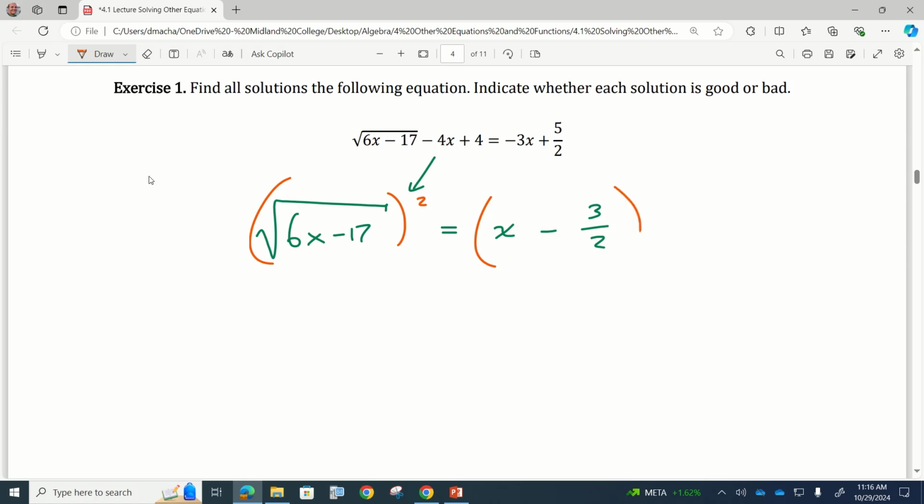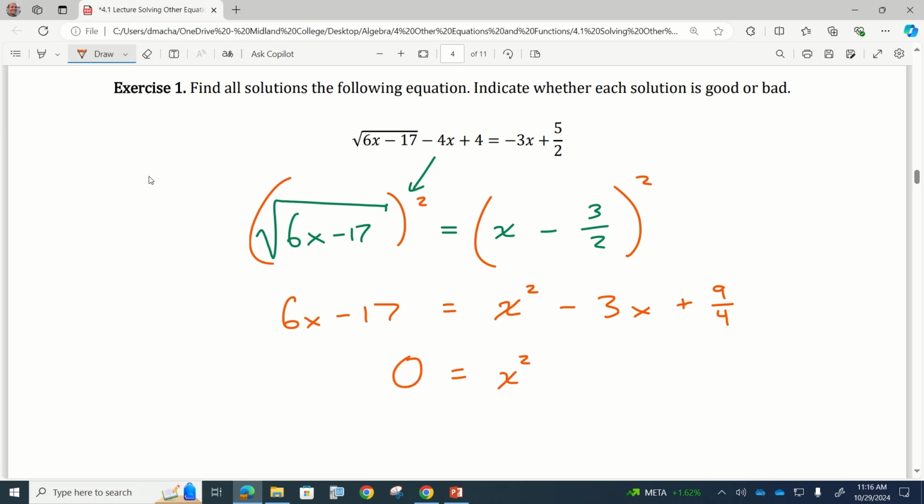So let's square both sides. And then the left side of my equation becomes, and the right side of my equation becomes, that's 9 over 4. Very good. And now I have a quadratic equation. The first step in solving a quadratic equation is to move everything to one side. So let's move everything to the right side.